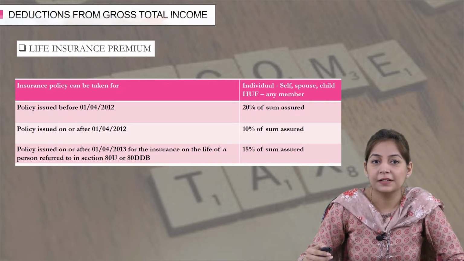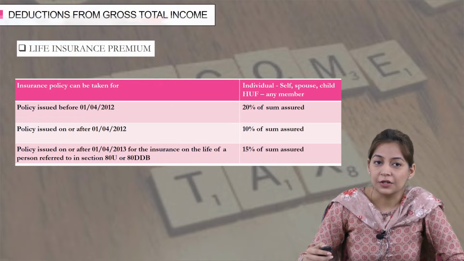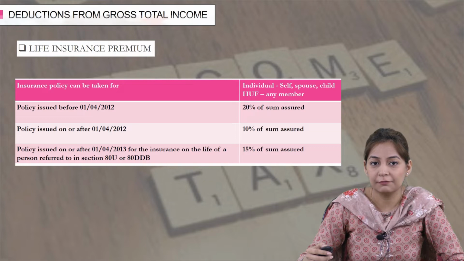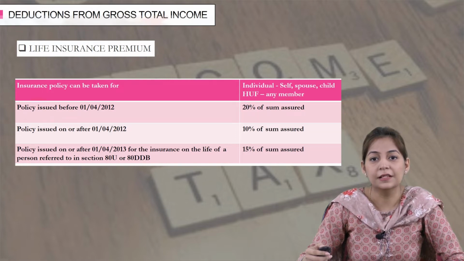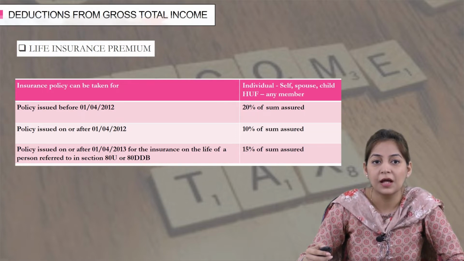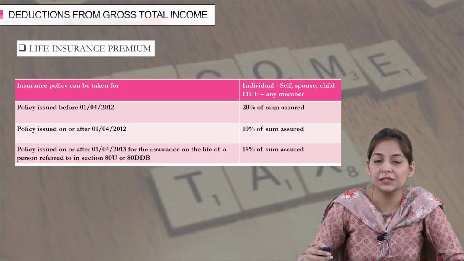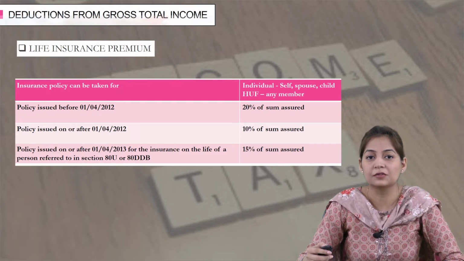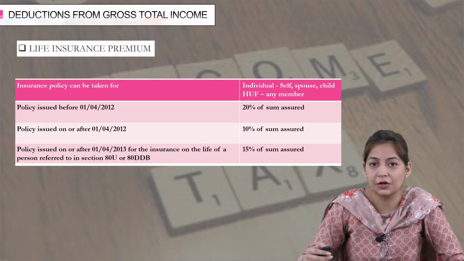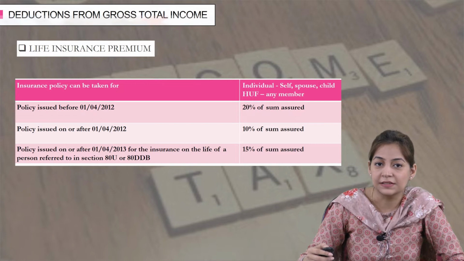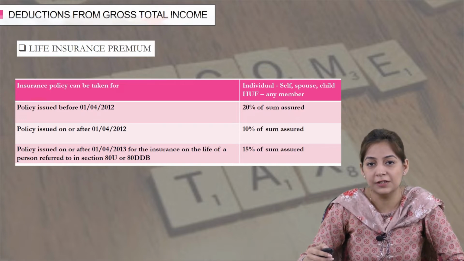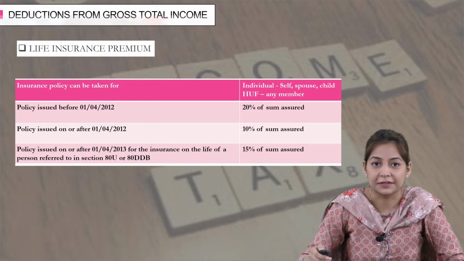The next case is a policy issued on or after 1st April 2012. If the policy has been issued on or after 1st April 2012, the limit is 10% of sum assured. And the last thing is, if the policy is issued on or after 1st April 2013 for insurance on the life of a person referred to in section 80U or 80DD, in that case the limit is 15% of sum assured. Now, section 80U and 80DD will be covered in our subsequent slides.